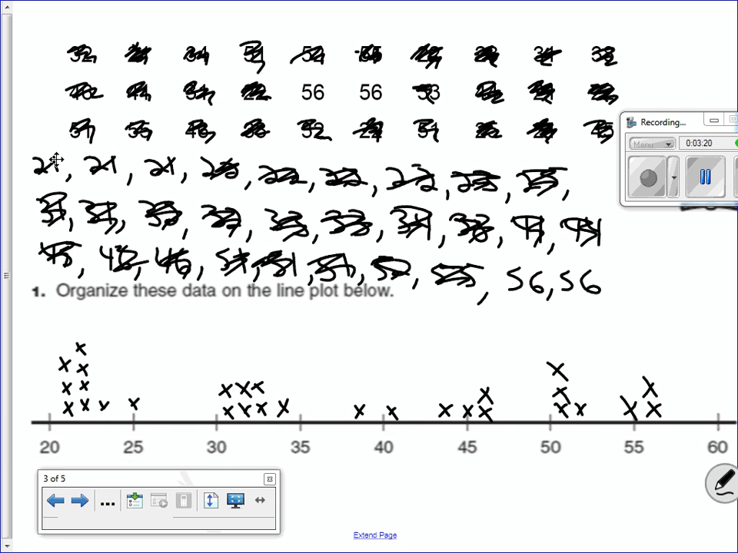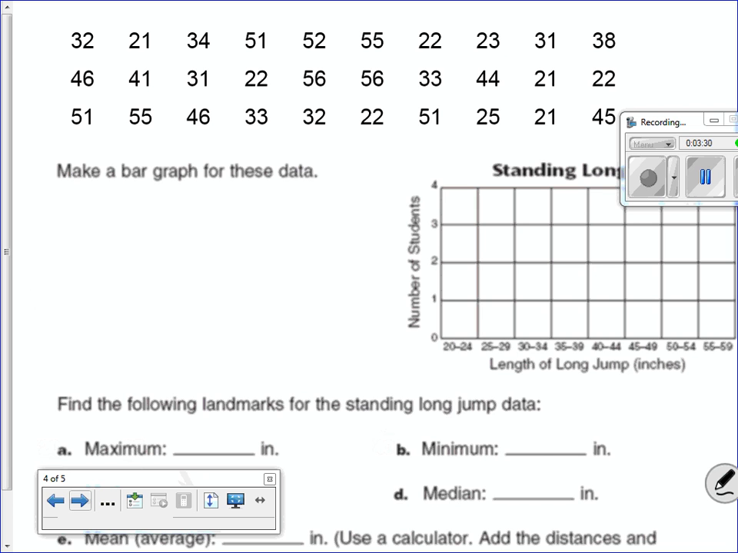This is one way of organizing the data. So when I'm looking at this right now, I can see that I have 3 21s and I have two 56s by just looking at this plot. Now, another way to be doing this is we can make it a bar graph for this information. So I'm going to kind of show you how to do that.